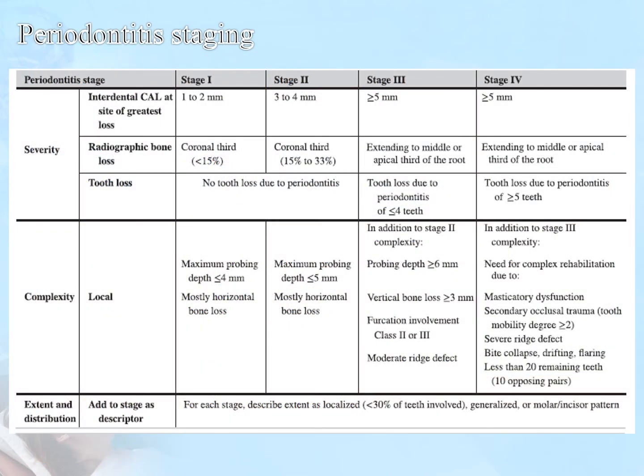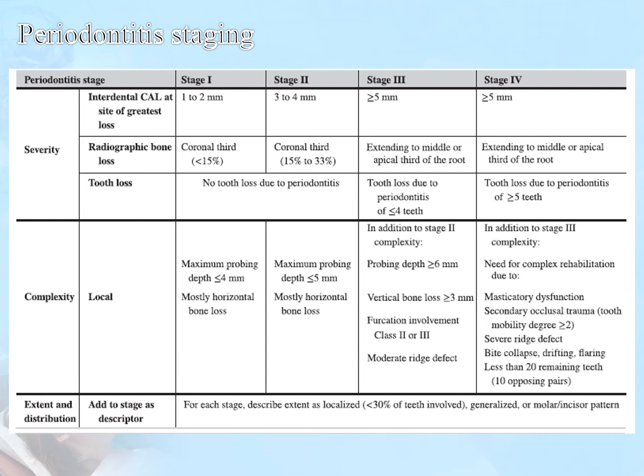So staging, as I told you, there are 4 stages: stage 1, stage 2, stage 3 and stage 4. The staging is based on the severity and complexity of the condition. Severity we measure based on the interdental clinical attachment loss at the greatest site. If it is 1 to 2 mm of clinical attachment loss, you categorize it as stage 1, 3 to 4 mm stage 2, more than 5 mm as stage 3 or stage 4. So there's always a doubt between stage 3 and stage 4.